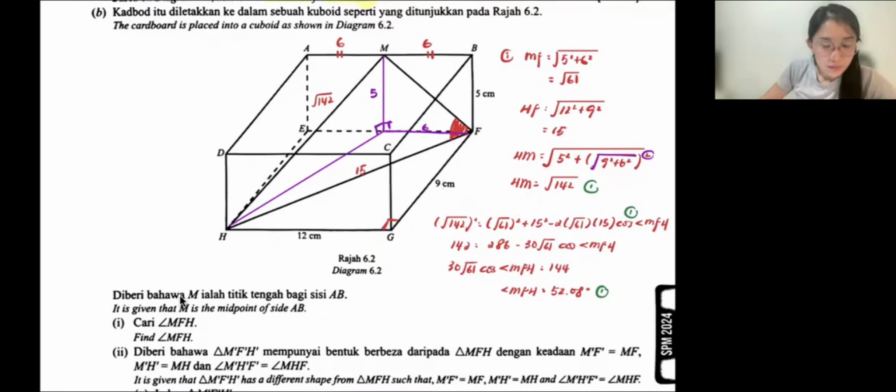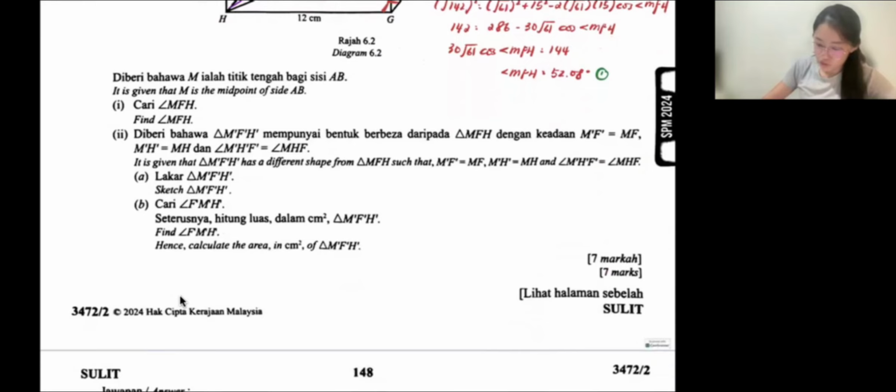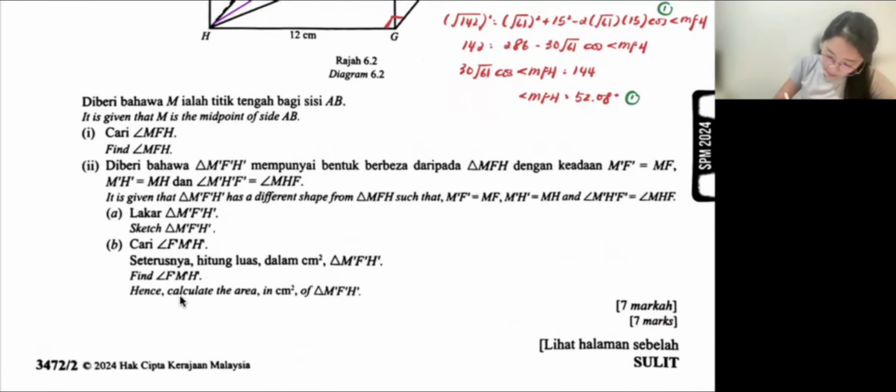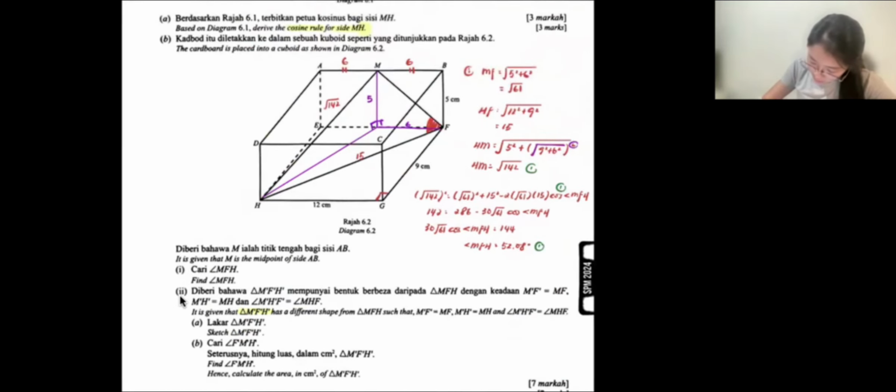Then part 2. In part 2, we are going to draw the ambiguous triangle. It is given that M prime, F prime, H prime, basically we are still talking about this slanted triangle inside the cuboid, has a different shape from MFH such that, they will definitely give you two lines that are equal. Why do they tell you this? The two lines that are equal, meaning you cannot extend the line anymore. The length is fixed. So MF is a fixed line and MH is fixed. You cannot extend or shorten these two lines.